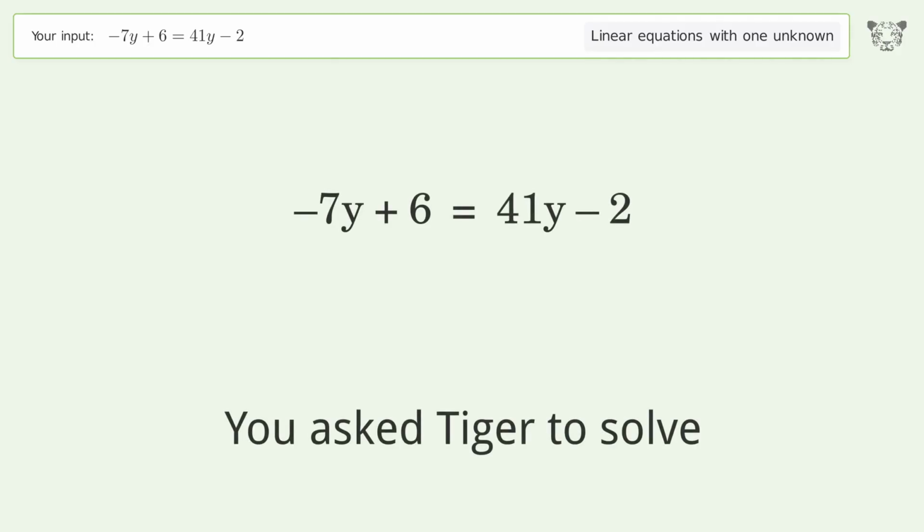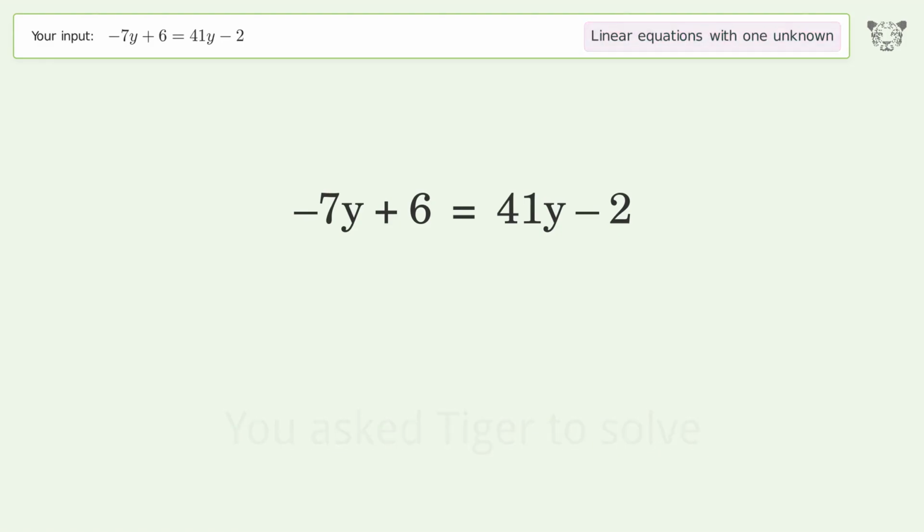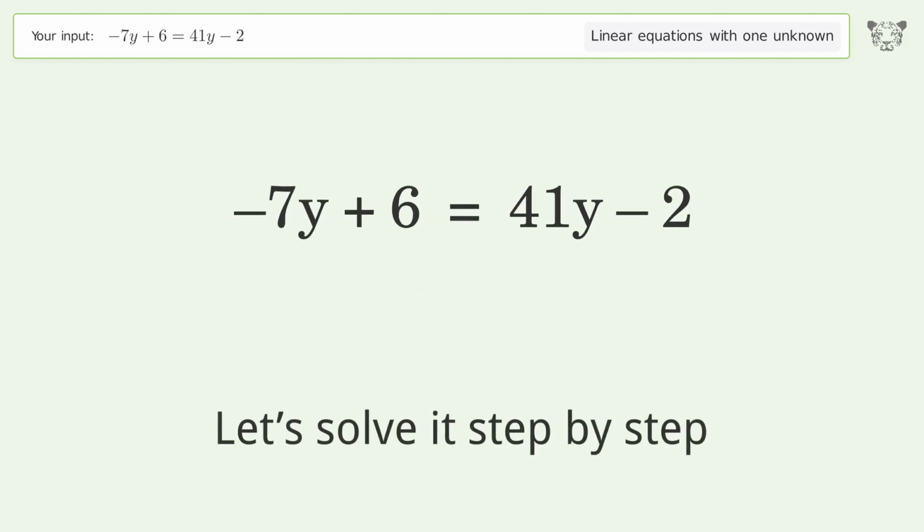You ask Tiger to solve. This deals with linear equations with one unknown. The final result is y equals 1/6. Let's solve it step by step.